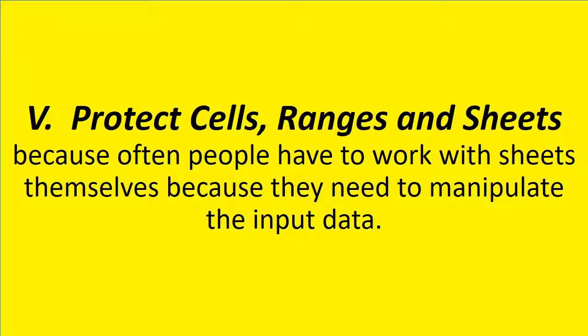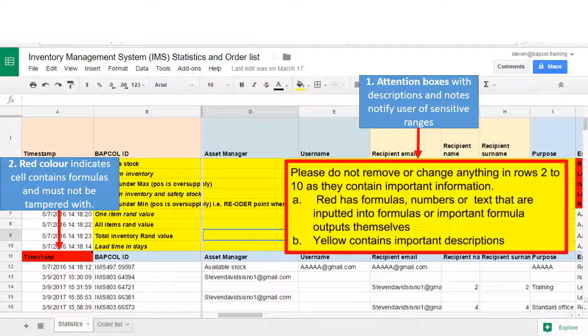Another way of protecting our data is to protect the cells and ranges and the content of the sheets, as well as the sheets themselves. Ultimately you need people that will have to work with the data themselves in the spreadsheets. So one way is to have attention boxes with descriptions and notes, telling people please do not remove or change anything in those rows 2 to 10 as they contain important information, highlighted in a certain way.